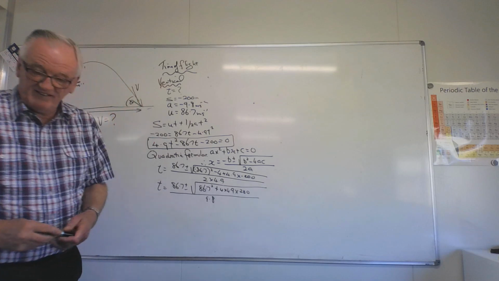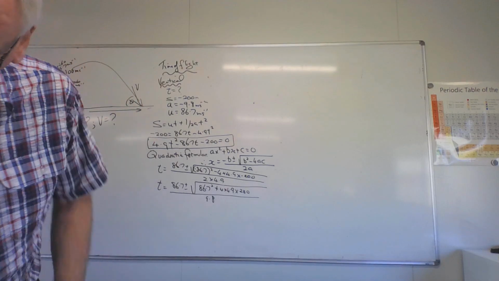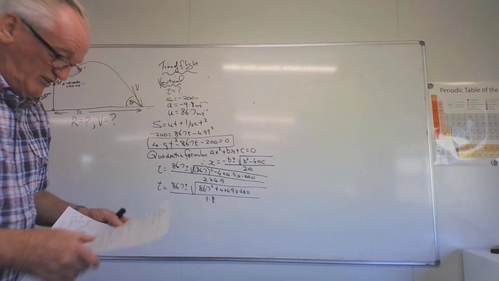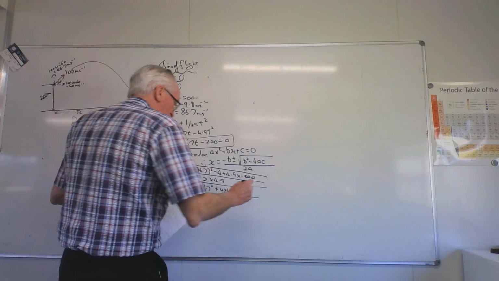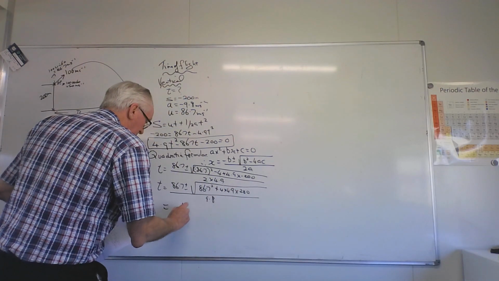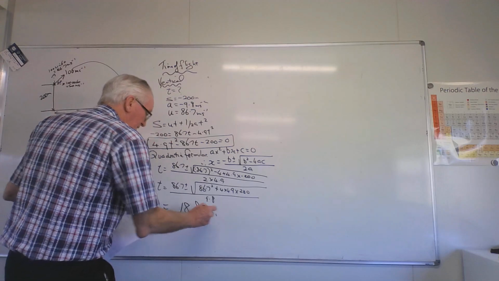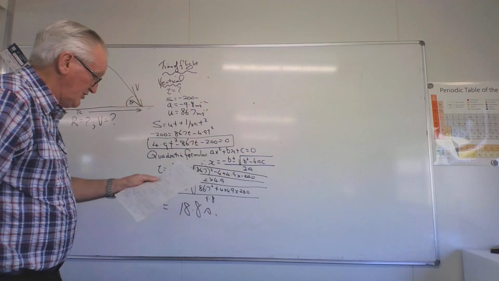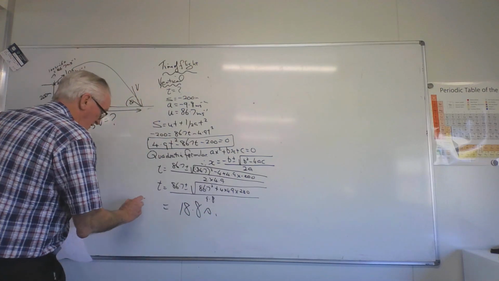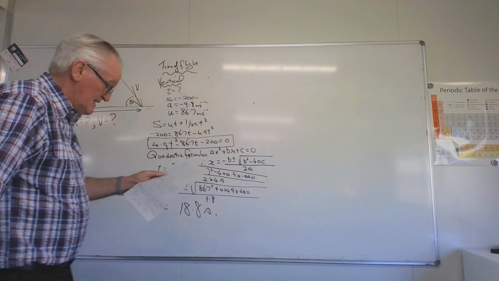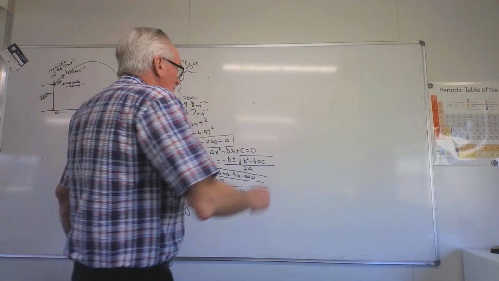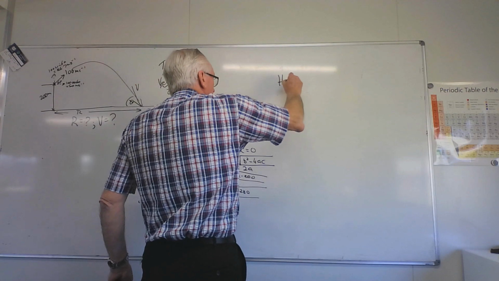Now I've already done that, so I thought this should be a bit less time consuming. That comes out as 18.8 seconds. Therefore, t, the time of flight, is 18.8 seconds. Leave it there if you wish. Now, we're going to look at the horizontal range.